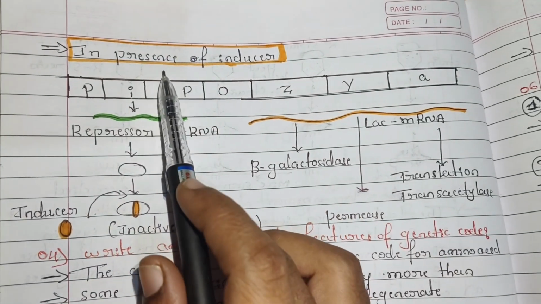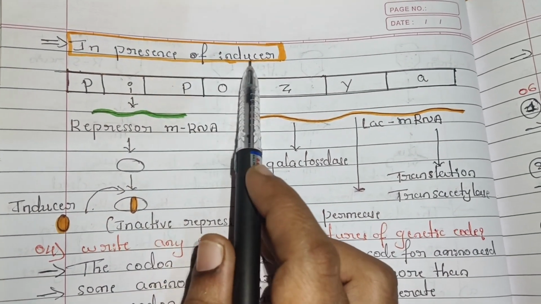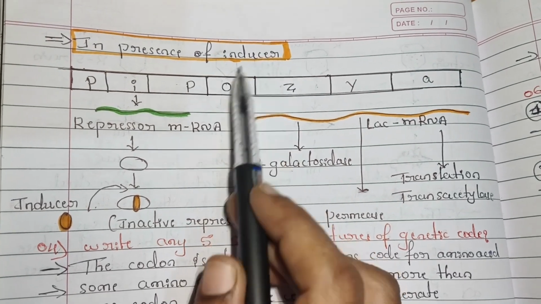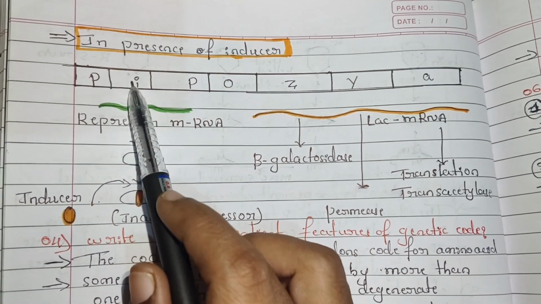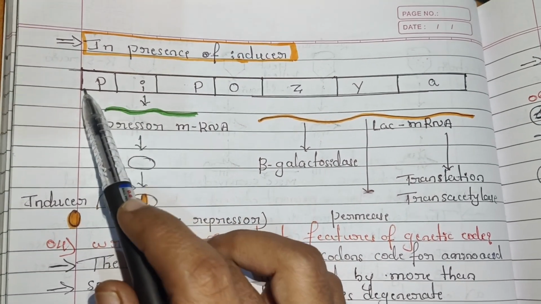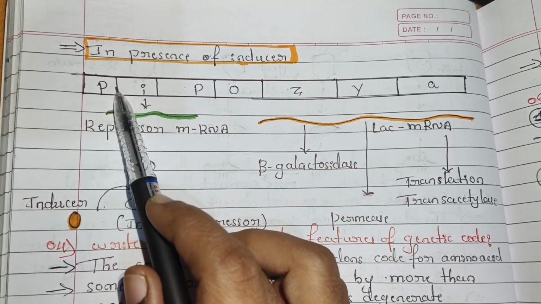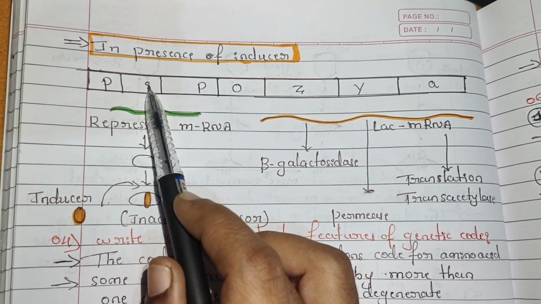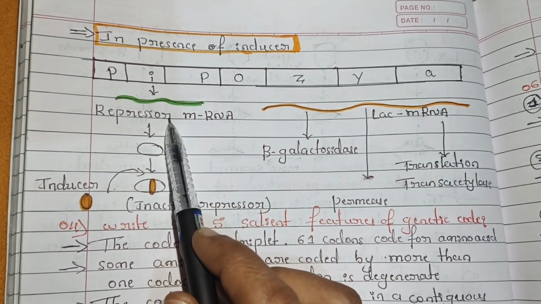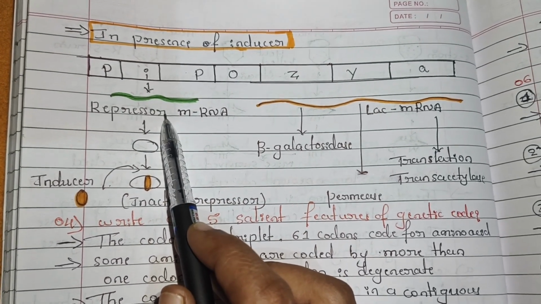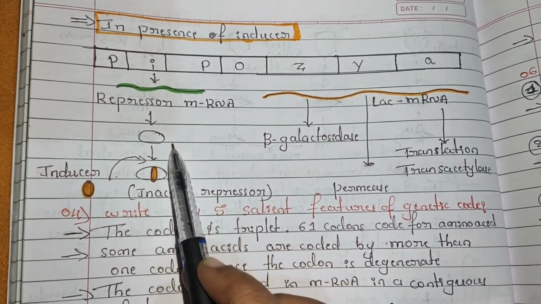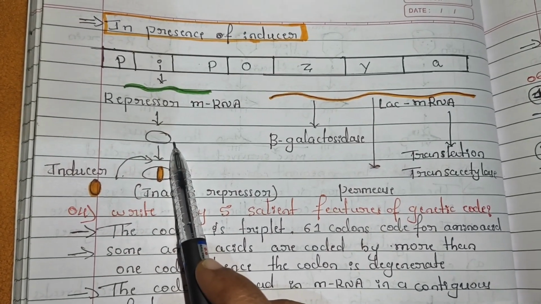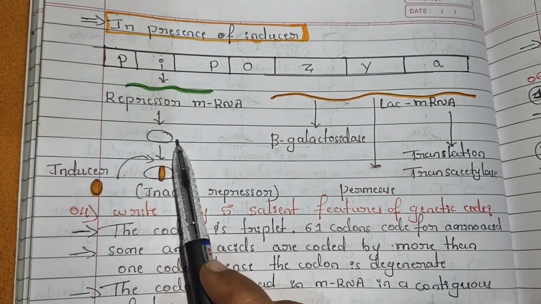The other one is switch on, in the presence of inducer. The same is there in E. coli, they have a DNA fragment. The RNA polymerase starts moving along the DNA fragment, reaches the promoter, and passes towards the inducer region. The inducer transcribes the repressor mRNA, and this repressor mRNA synthesizes one protein, which we call the repressor protein.